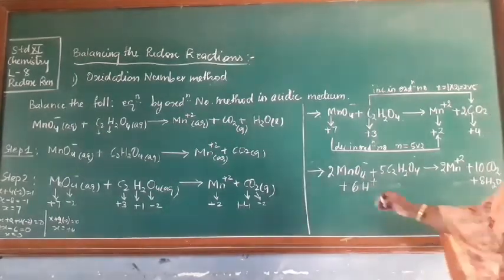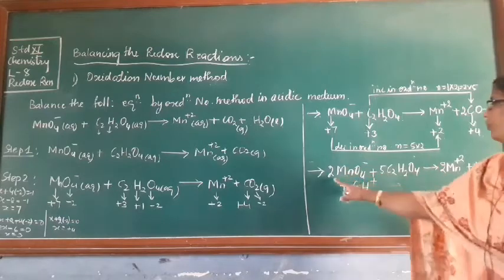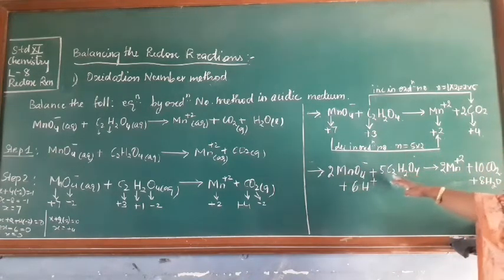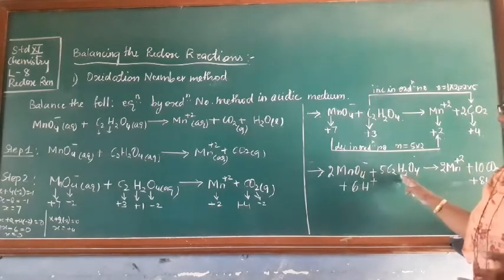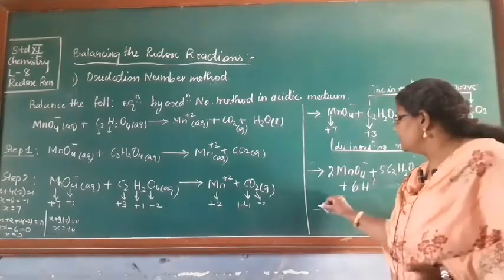Now just check whether every atom is balanced or not. This is 2 Mn, here 2 Mn, correct? 4 into 2, 8 oxygen plus 4 into 5, 20, that is 28 oxygen. Here also 28 oxygen. How many Mn? 2 Mn, that is balanced. How much carbon? 5 into 2, 10, here also 10 carbon. Remaining hydrogens: 5 twos are 10 hydrogen here plus 6, 16 hydrogen, 8 twos are 16. So everything is balanced, all atoms are balanced.